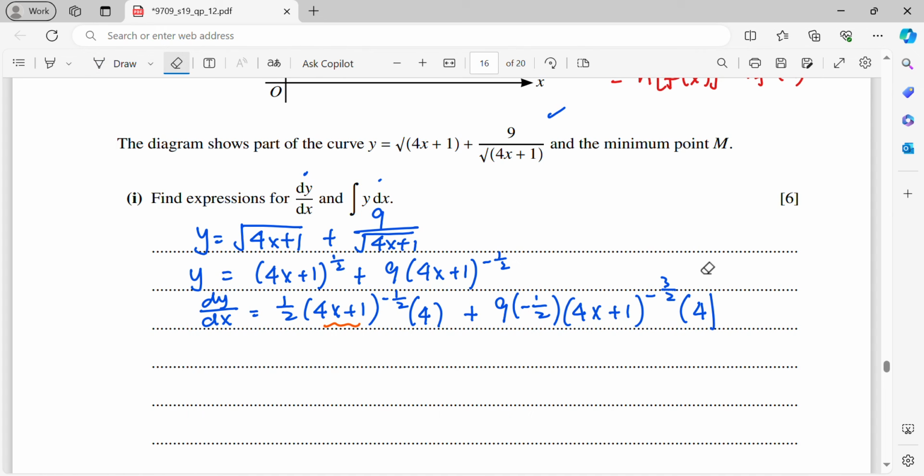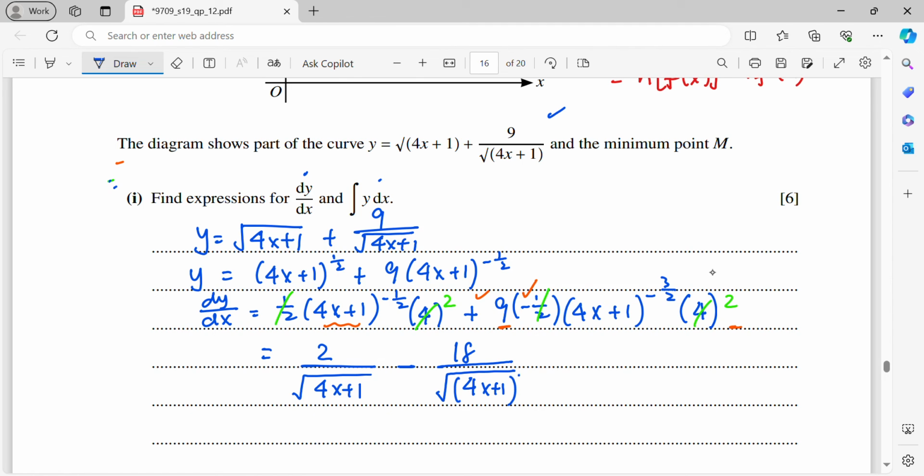Okay, so from here, just simplify the terms. The half and 4 becomes 2. And for the first term, I'm getting 2 over square root of 4x plus 1, because of the negative degree. And for the second term, do not forget this minus. So minus and plus is a minus, right? So this 9 and 2 will be 18. So I will write 18, but it's minus 18, then power negative 3 over 2. So I will just write over square root of 4x plus 1, then cube. Okay, so that is my dy/dx.